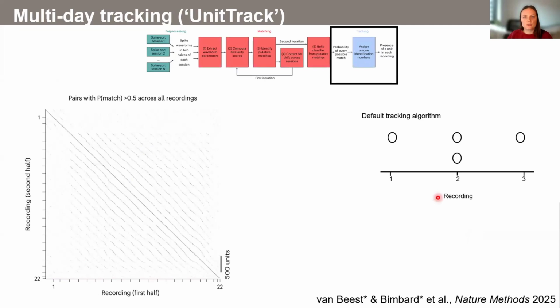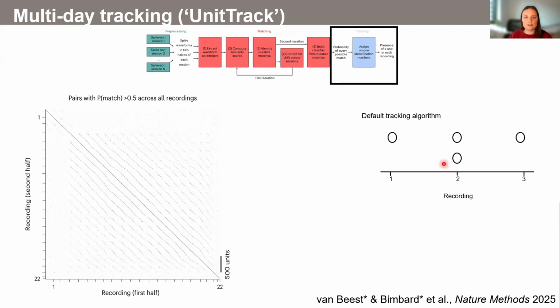But of course, we don't want to just do this for 2 recordings, because then we can just concatenate and run Kilosort, but we want to do this across a whole data set. So here you see 22 recordings. You see the main diagonal of the neurons with themselves, and you see these off diagonals for every pair of recordings, showing all the neurons that were shared across these recordings. So how do we now use this information to find the unique neurons across the recordings?